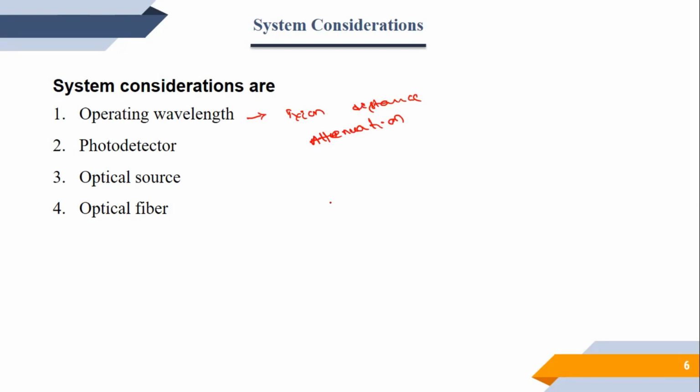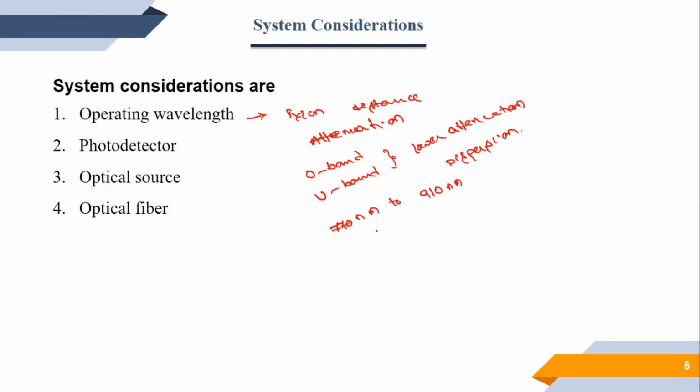For long distance communication, generally the O band and U band regions are preferred, because at these two bands low attenuation is possible and dispersion is also very low, so they suit long distance communication only. For short distance communication, you must prefer 770 nanometers to 910 nanometers wavelength. So this is the operating wavelength.